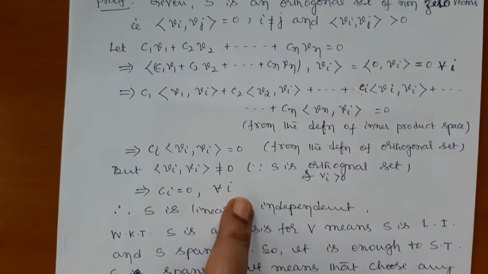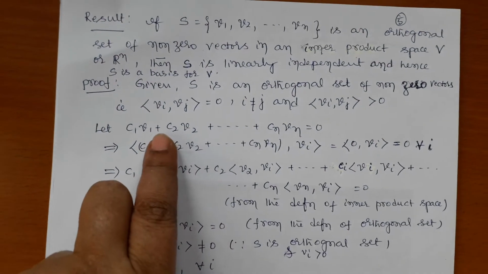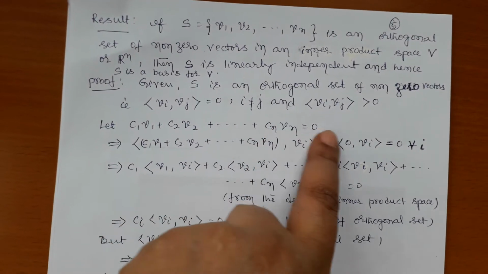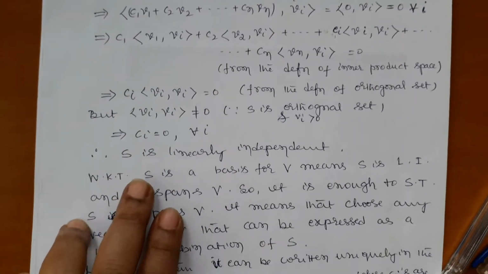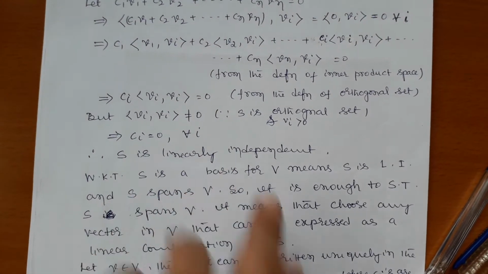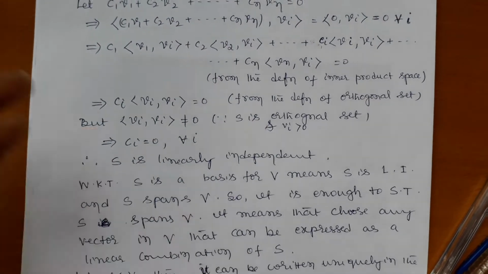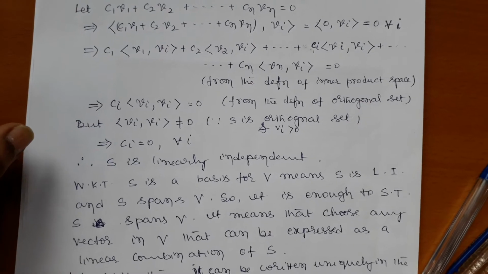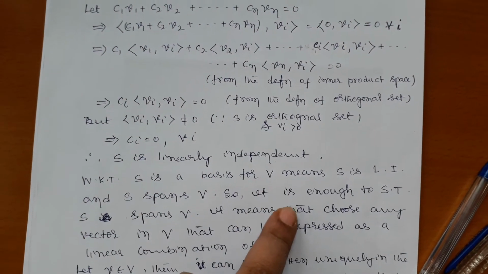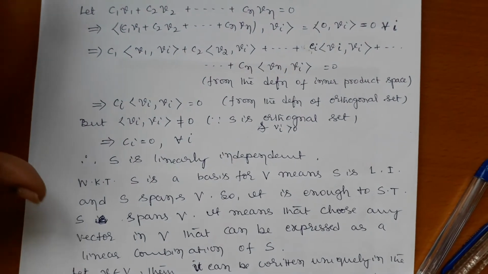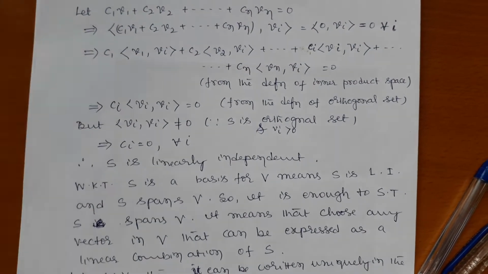Therefore, now we have already taken the combination c1 v1 plus c2 v2 plus etc. cn vn equal to 0. After you apply the inner product definition, finally we get ci equal to 0 for i equal to 1 to n, that is, for every i. Therefore, from the definition of linear independence, clearly we say that S is linearly independent. I think everyone is clear.